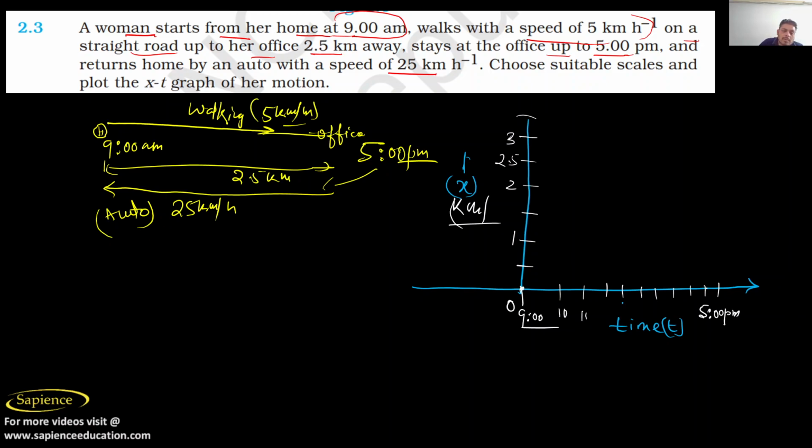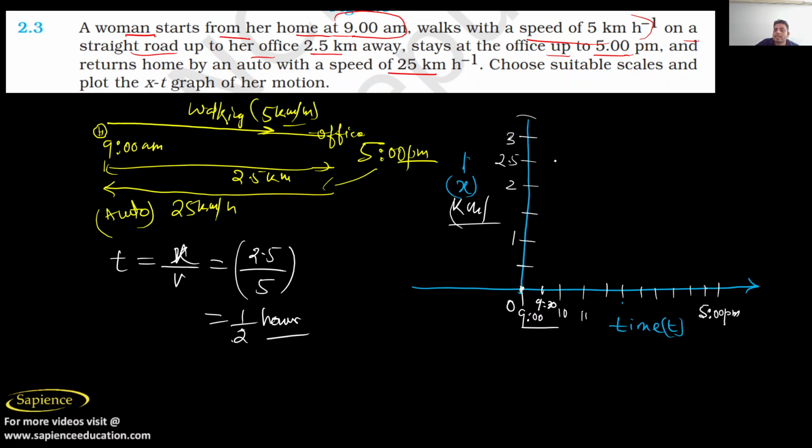Now let us draw. Before drawing, we should understand when she will reach the office. To find this, the time to reach the office is distance by velocity. So what is the distance? 2.5 kilometer, and what is the velocity? Velocity is 5 kilometer per hour. So you will get 2.5 by 5, that is equal to 1 by 2 hour. So 1 by 2 hour means what? When she starts at 9, she will reach at 9:30. She will reach at 9:30 at which distance? 2.5 kilometer. I hope you have understood now.